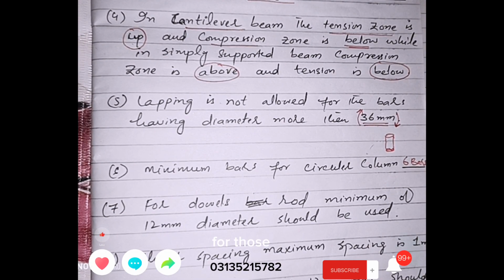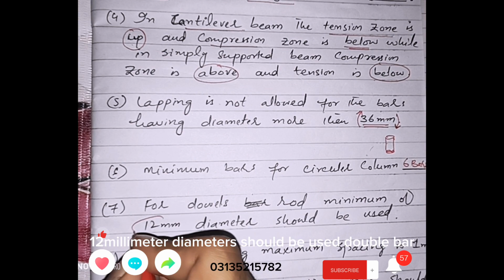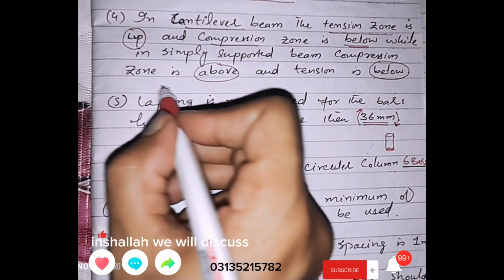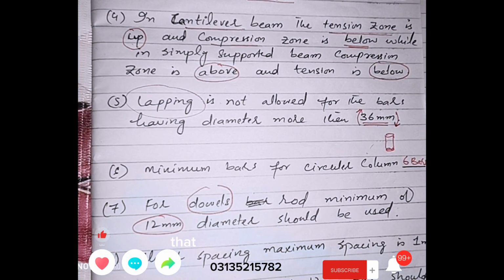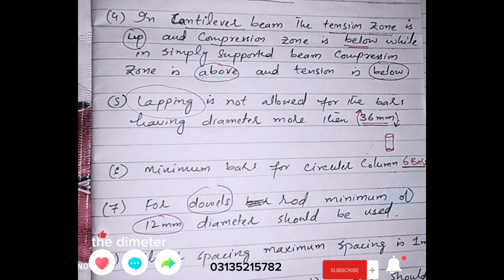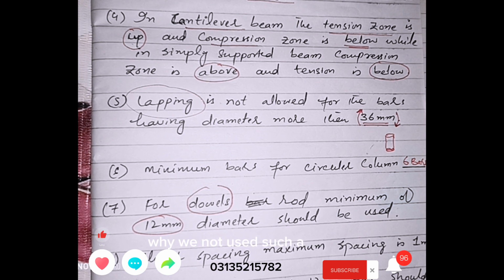Next one is for dowel rod. A minimum of 12 millimeter diameter should be used. Dowel bar. Inshallah, we will discuss lapping in the next video, how lapping occurs, what is the formula for lapping, and why, when the diameter of a bar is increased beyond 36 millimeter, we do not use such lapping. So we will discuss in the next video, inshallah.